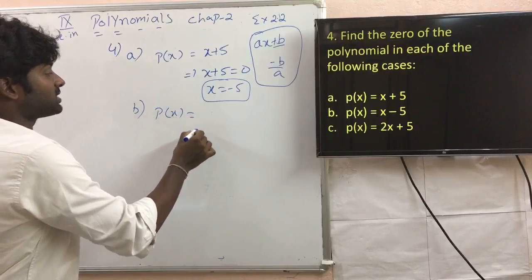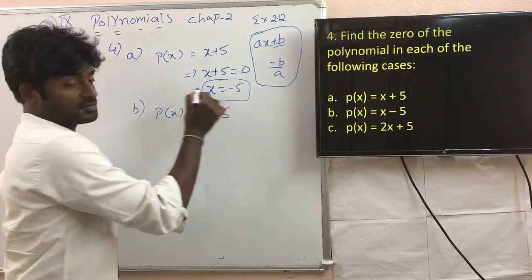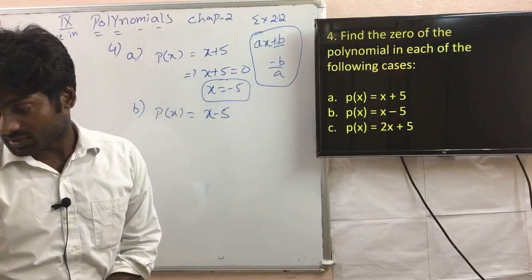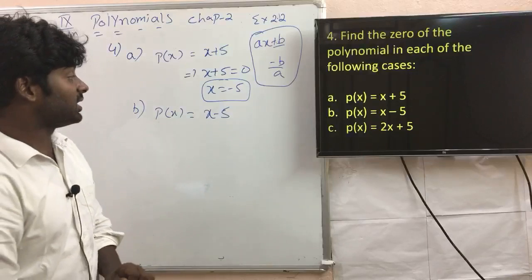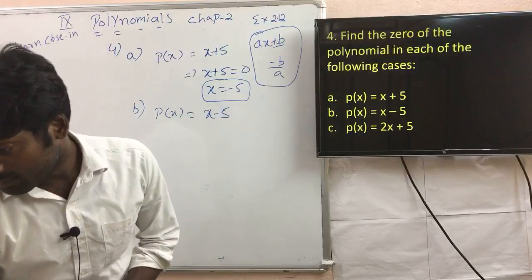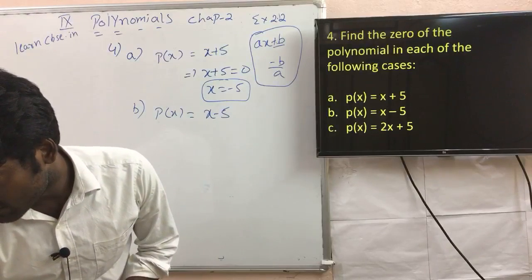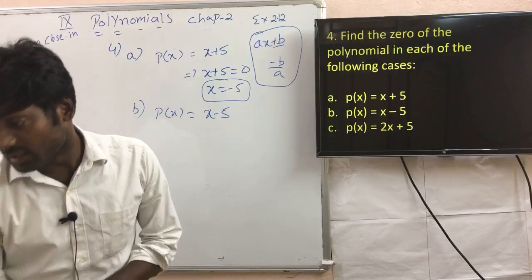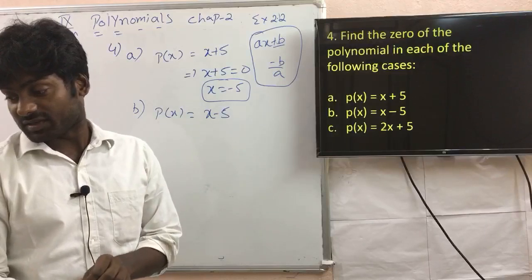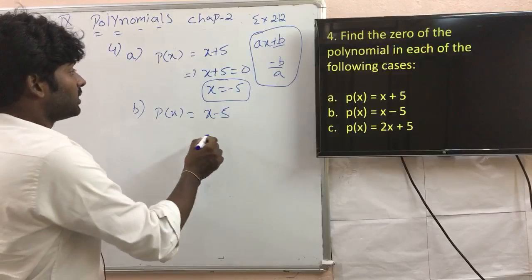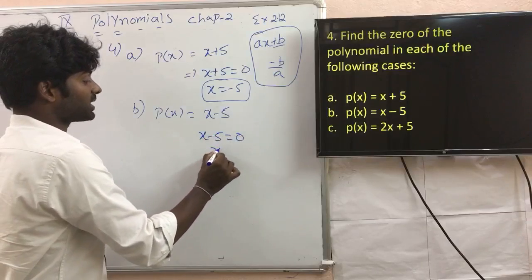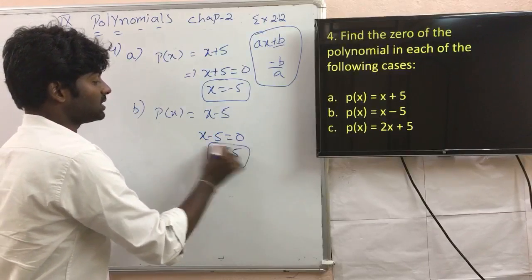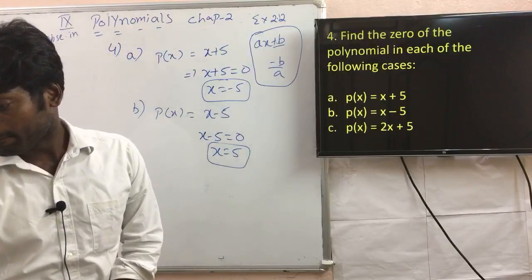Second one, p of x equals x minus 5. But see once, the first one is minus 5, the second one is plus 5. Check properly. Now see, equate x minus 5 to 0. You will get x equals 5.